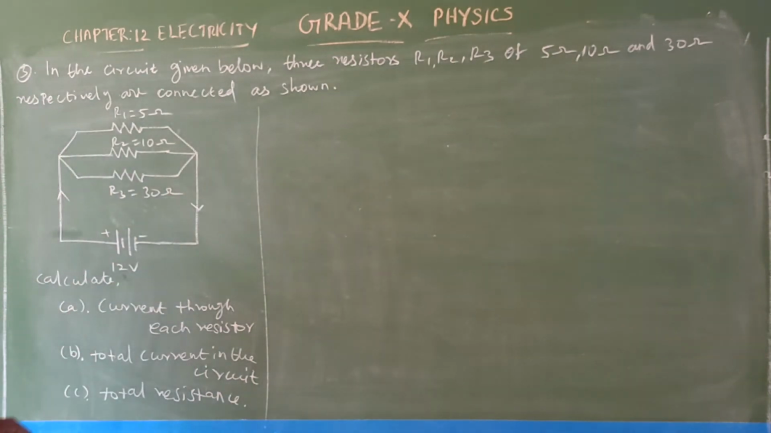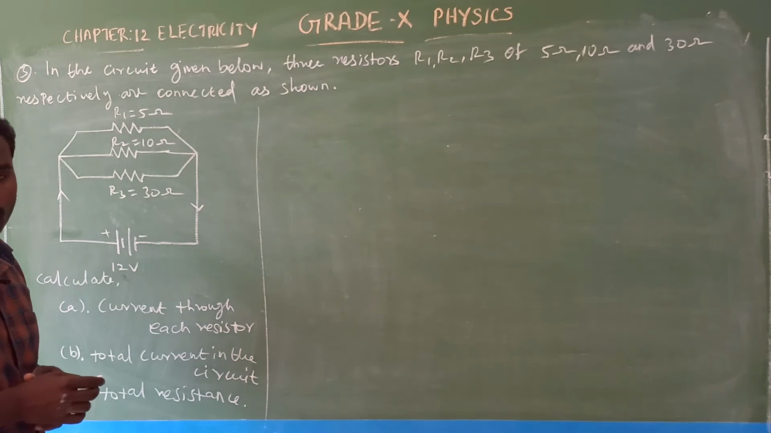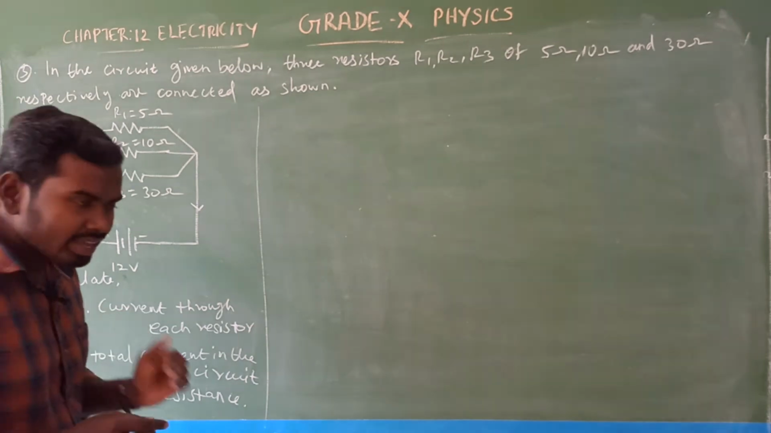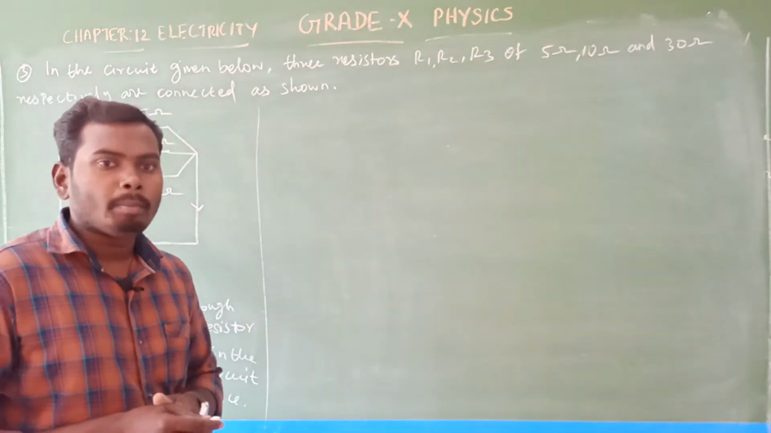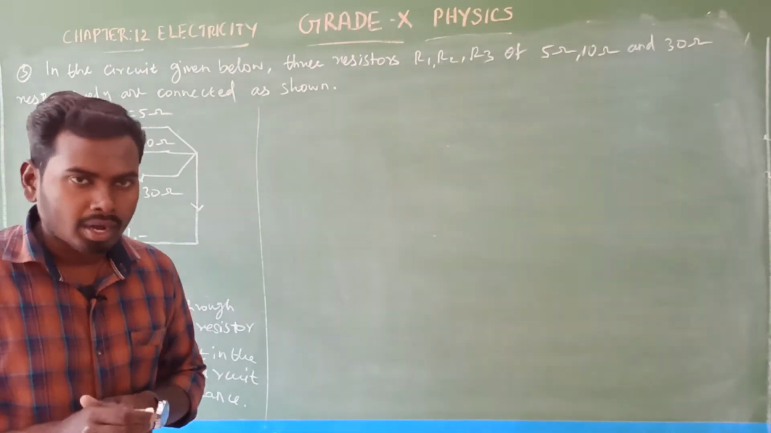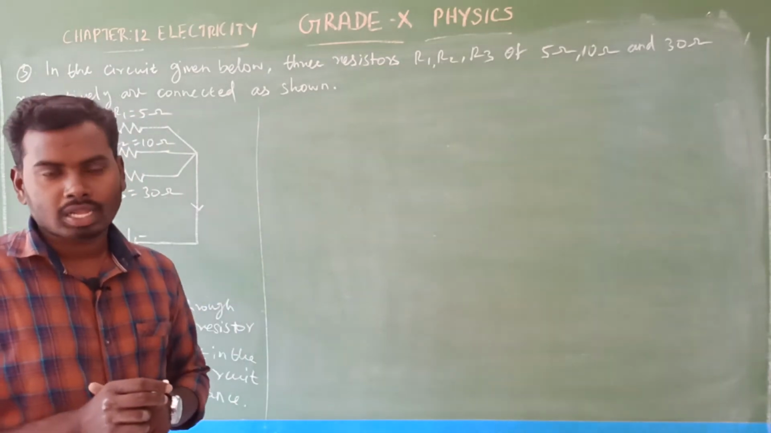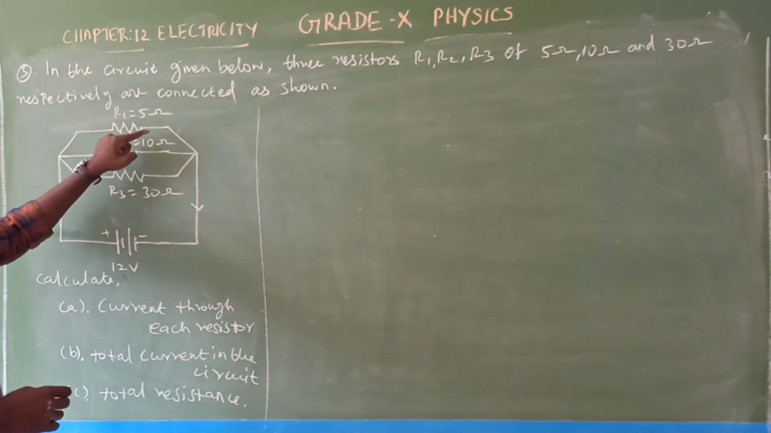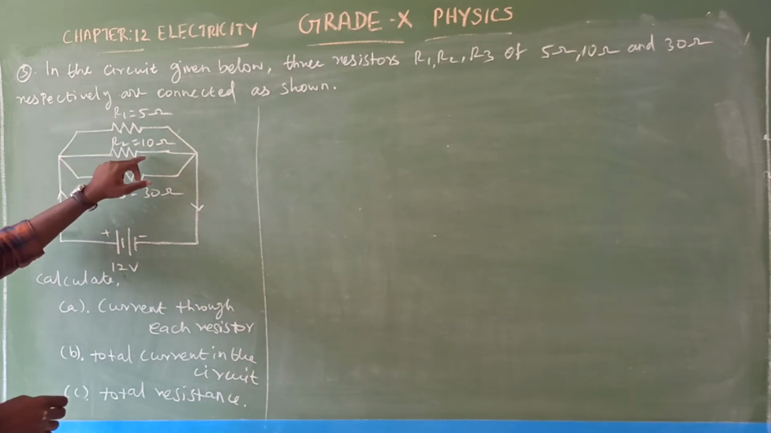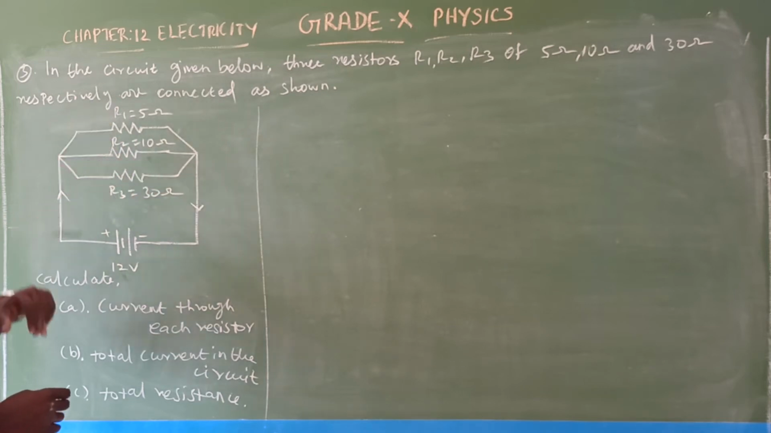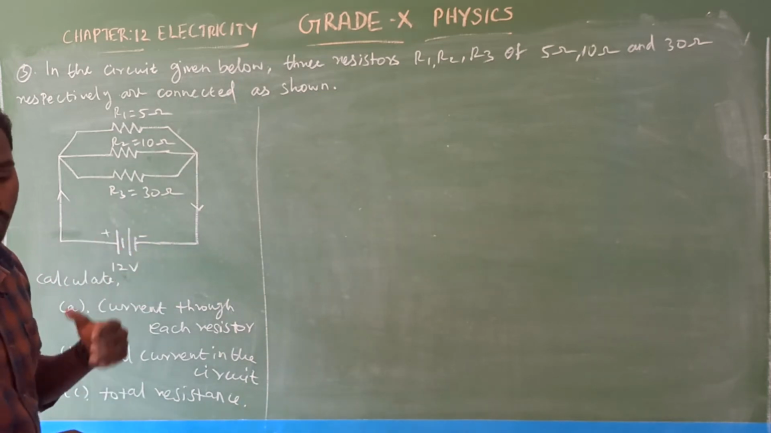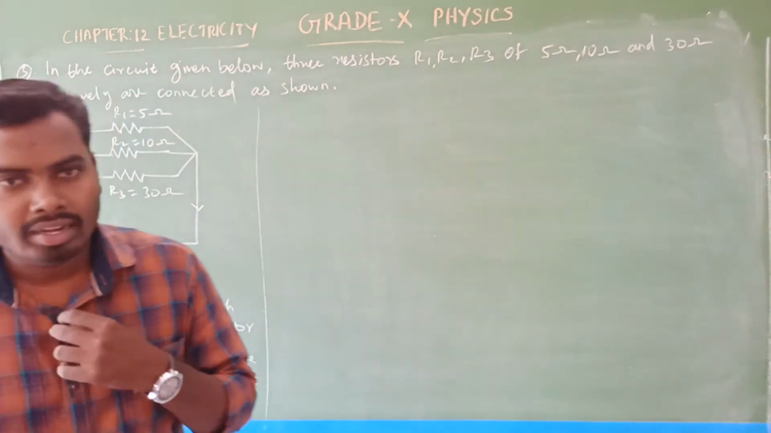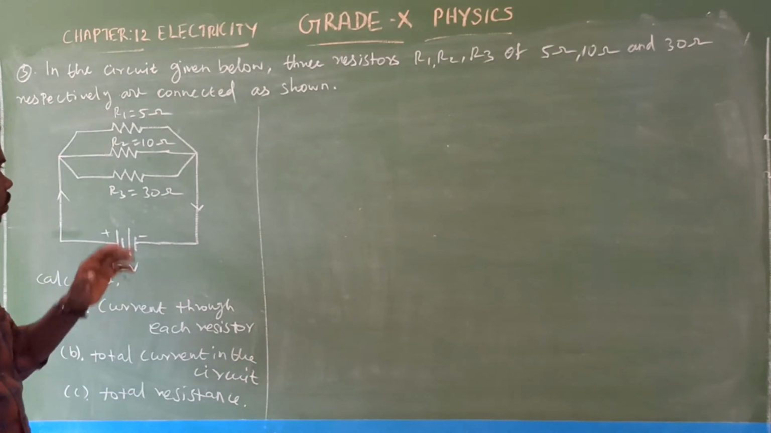First, what quantity we need to calculate? The current through each resistor. Is it clear? Already we know, look at here. In parallel combination, the potential difference remains same, but current gets distributed. Across the resistor R1, the I1 current will flow, across the resistor R2, I2 current will flow, as well as across the resistor R3, I3 current will flow, because in parallel combination the current gets distributed. But voltage remains same.